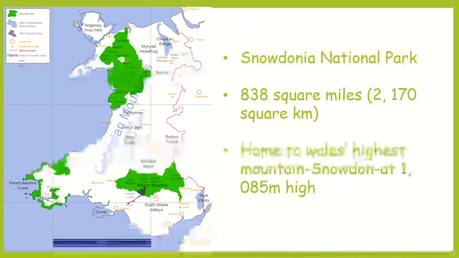Snowdonia National Park, according to Wikipedia, actually gets 14 million visitors a year. Now, when you put that into perspective, that there's only 3 million people living in Wales, there's an awful lot of people going to this one area. And we're going to look at why that is first of all. So you don't need to write any of that down.